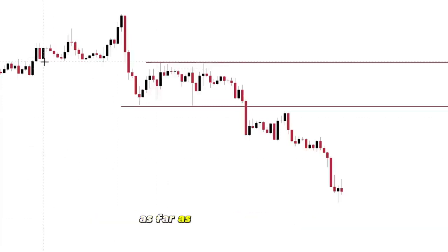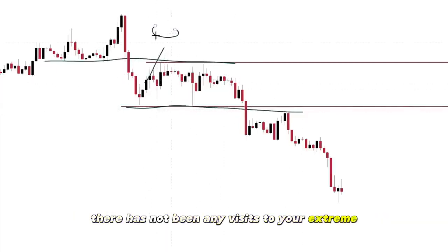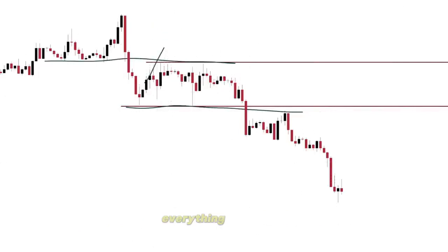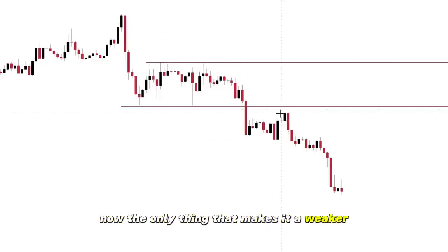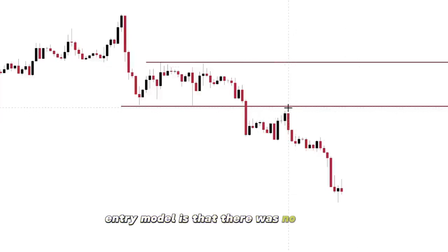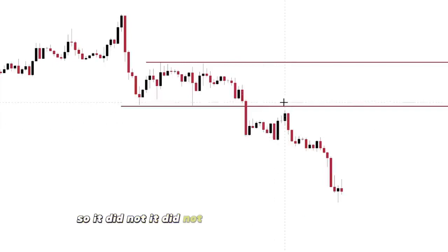Again, as far as your structure goes, the support and resistance structure has been respected. There has not been any visit to your extreme. So as far as your overview, everything looks fine. Now, the only thing that makes it a weaker entry model is that there was no contact with your base. So here you have your high, here you have your low, and this is your base. Price did not make contact. So it did not conduct the first interaction, but price got close to it.